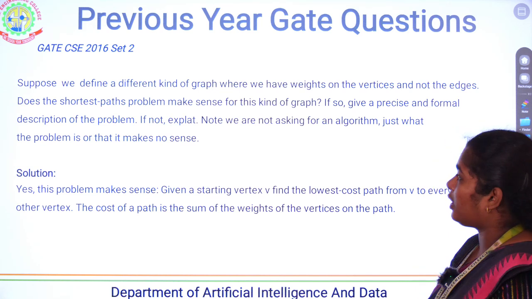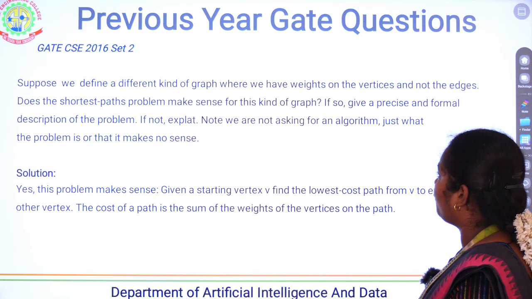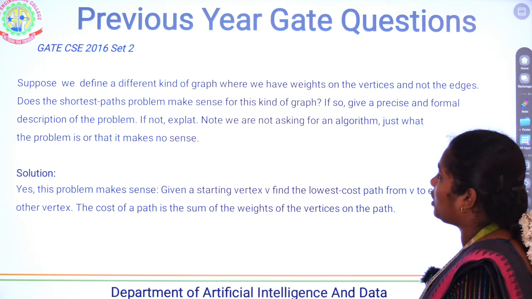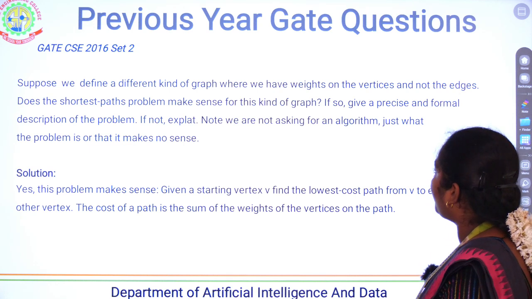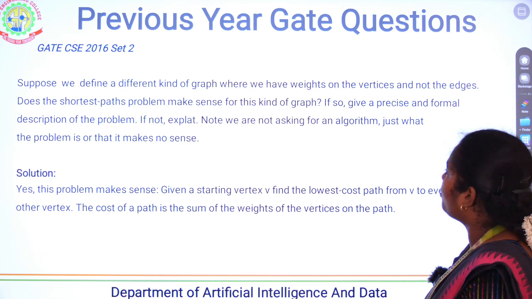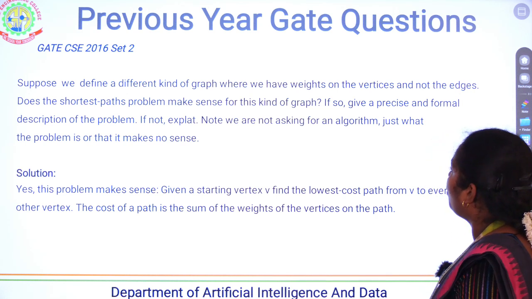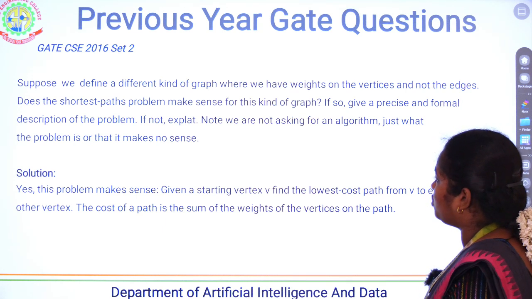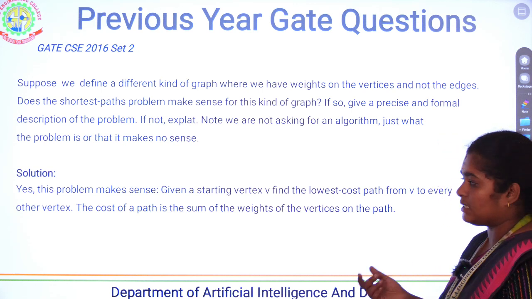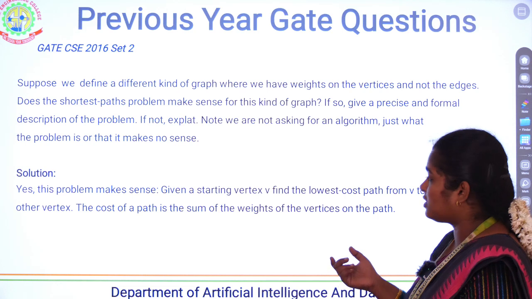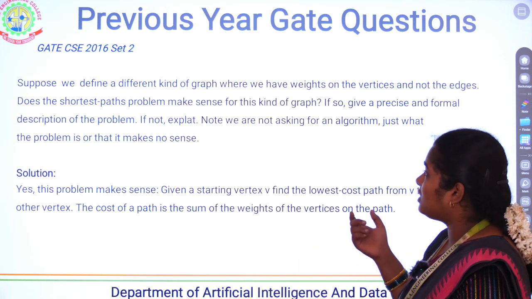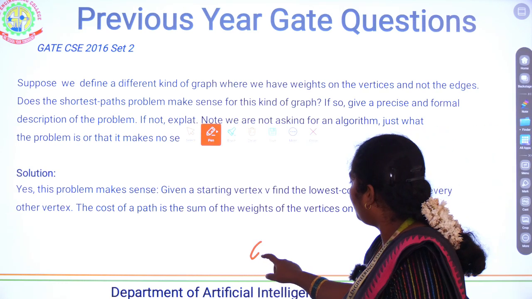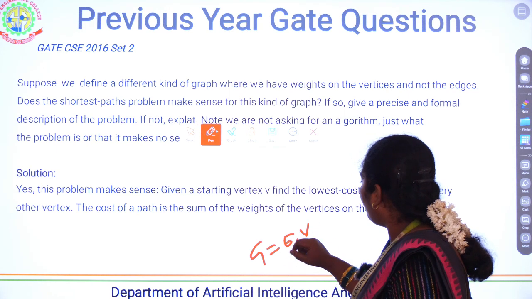This is a previous year GATE question. Suppose we define a different kind of graph where we have weights on the vertices and not on the edges. Does the shortest path problem make sense for this kind of graph? If so, give a precise and formal description of the problem. If not, explain why. Note that we are not asking for an algorithm, just what the problem is or that it makes no sense. This problem makes sense because it has a starting vertex V, and Dijkstra's algorithm has a certain formula where G equals edges comma vertices.